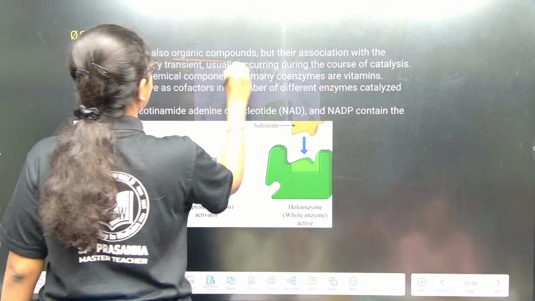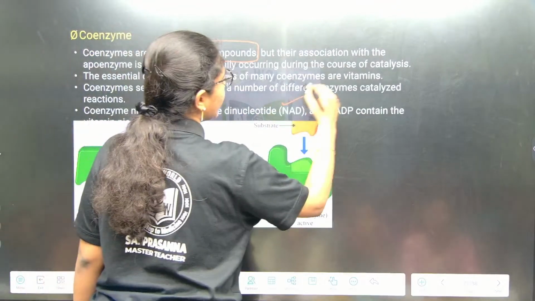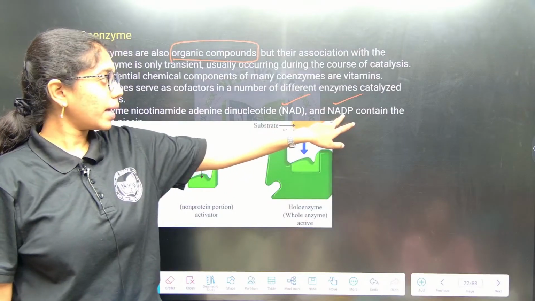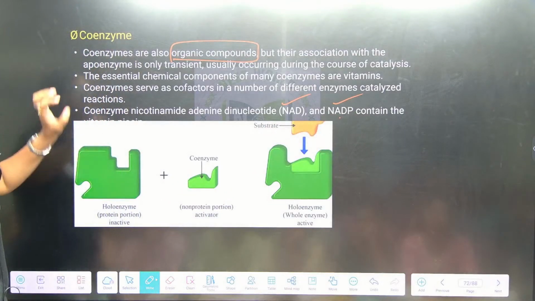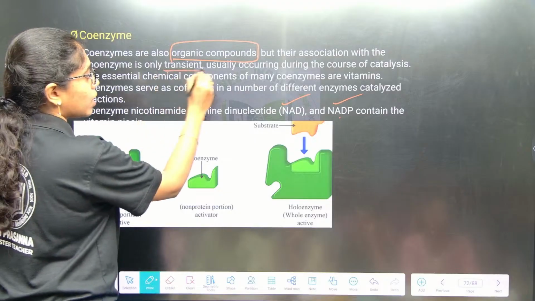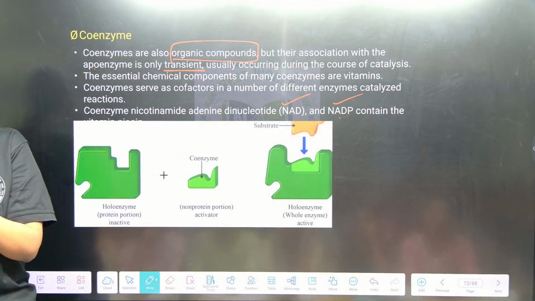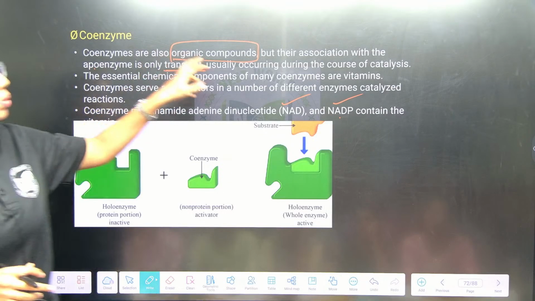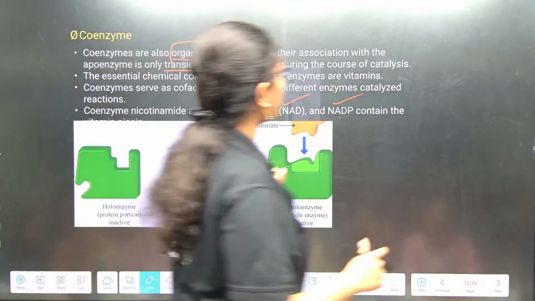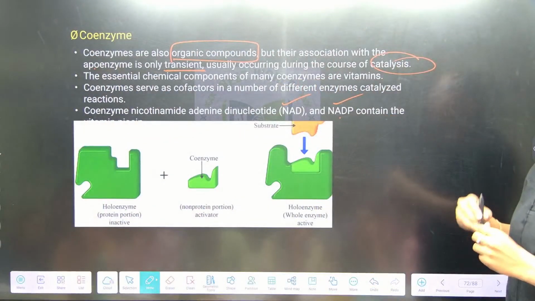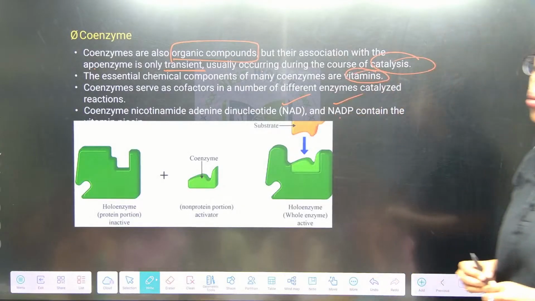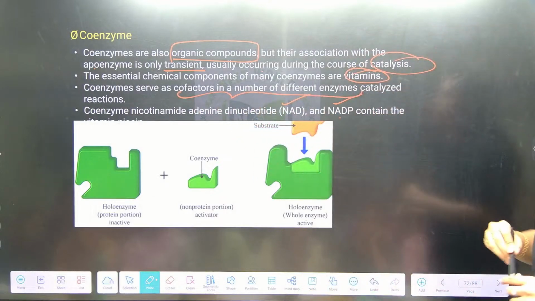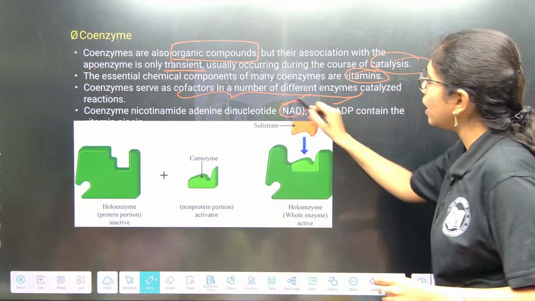Second is coenzymes. Coenzymes are nothing but the organic compounds. Let's say example NAD and NADP. Nicotinamide adenine dinucleotide, nicotinamide adenine dinucleotide phosphate. Their association with enzyme is not that strong like prosthetic group or a metal ion. It is transient or loosely bound. Usually occurs during the course of catalysis. Most of the components of coenzymes are what? Vitamins. Coenzymes serve as what? Cofactors in number of different enzyme catalyzed reactions, and these are the examples.